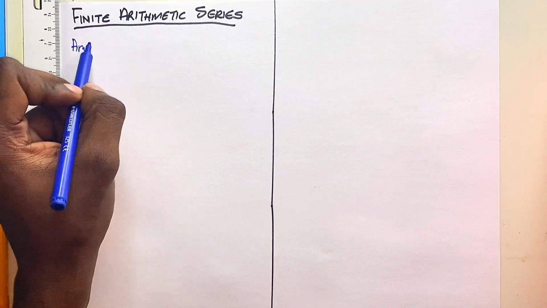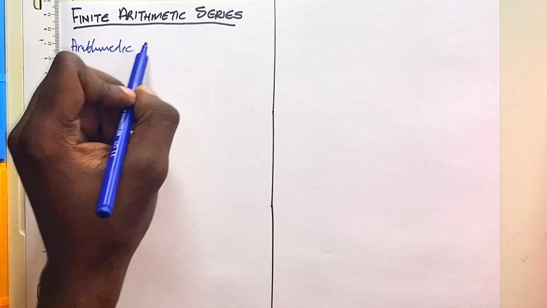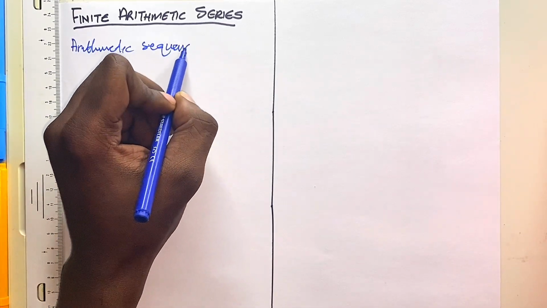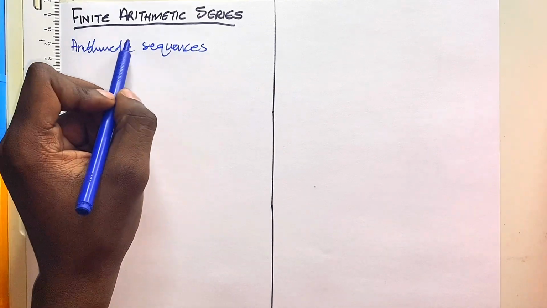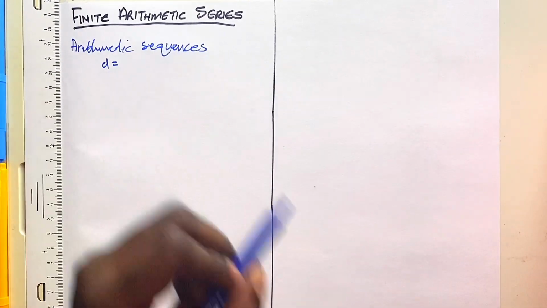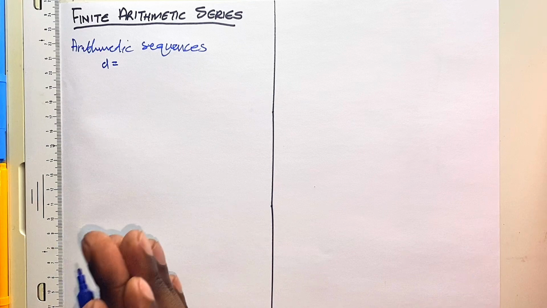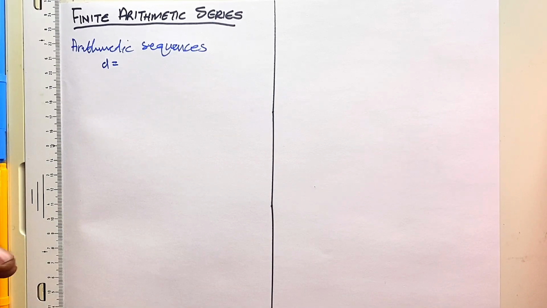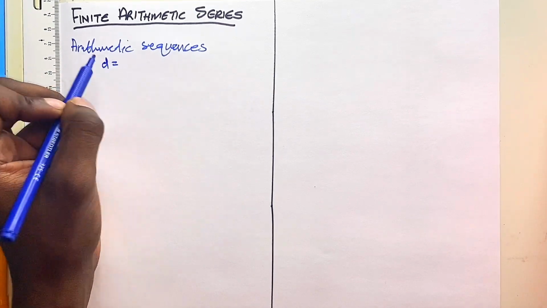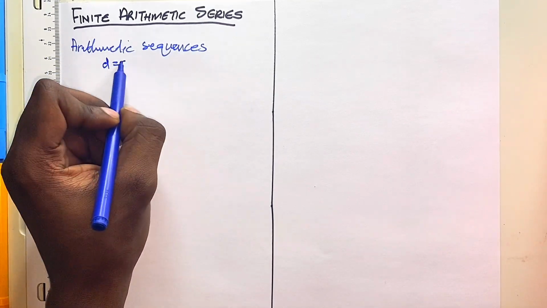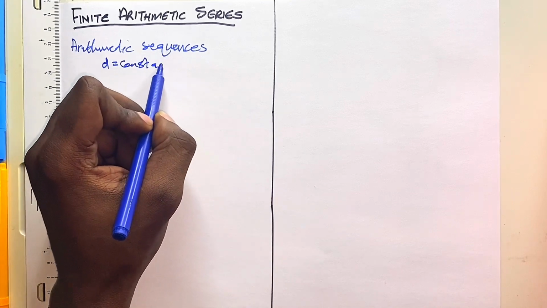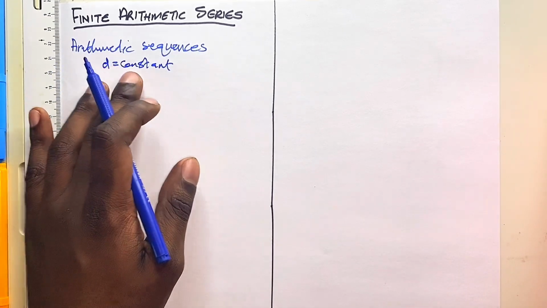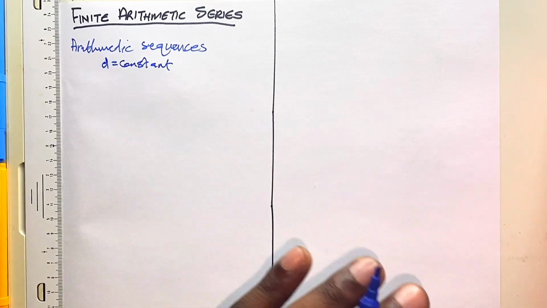Now remember that in arithmetic sequences, we spoke about the common difference. We said that the difference between each consecutive term in your sequence must be common. So the difference between each term must be a constant value, and we call that difference the common difference, and we denoted it by the letter D. And we said that the common difference must be constant between each term.